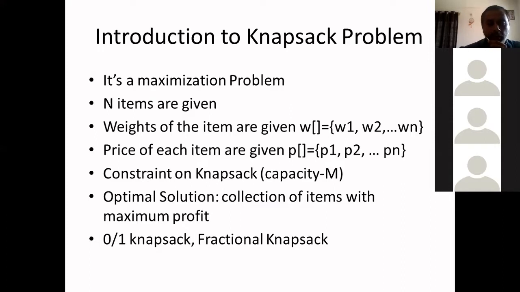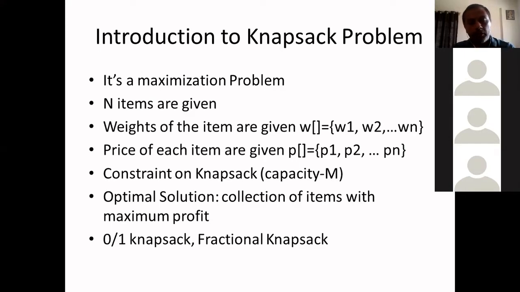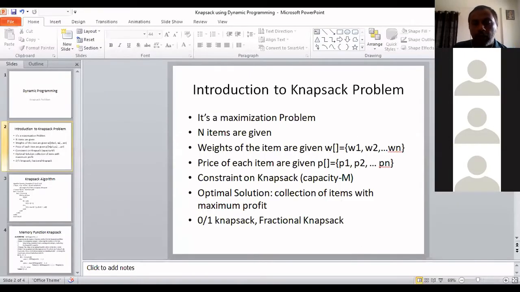Now, in dynamic programming, we will be discussing 0-1 knapsack. That means either the item is completely added into the knapsack or it is rejected. So 0 indicates that the item is not included, and 1 indicates that the item is completely included in the knapsack. This is a brief introduction about what a knapsack is. Now we will look at how exactly this knapsack problem can be solved. It's a very simple technique.